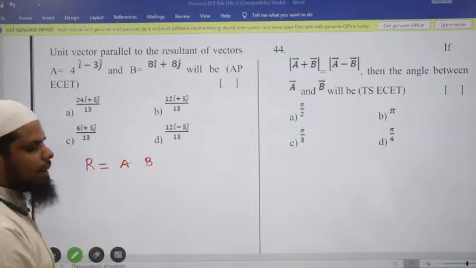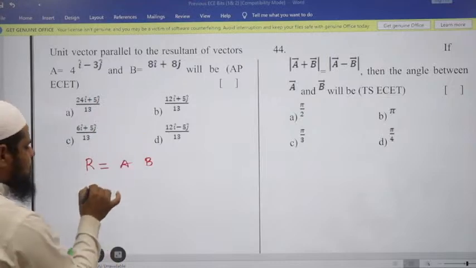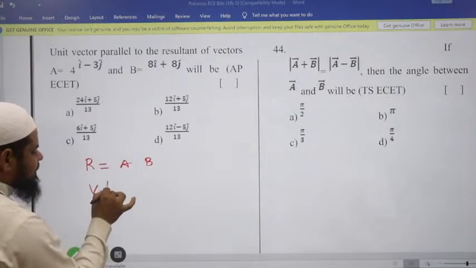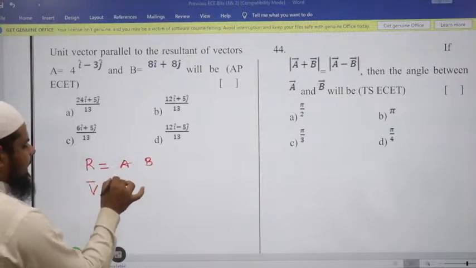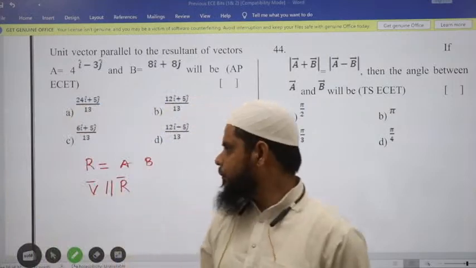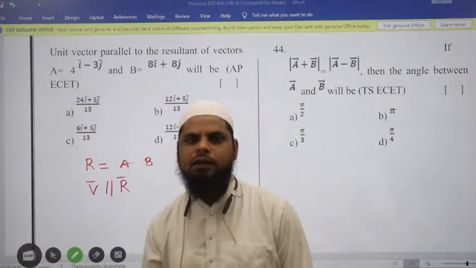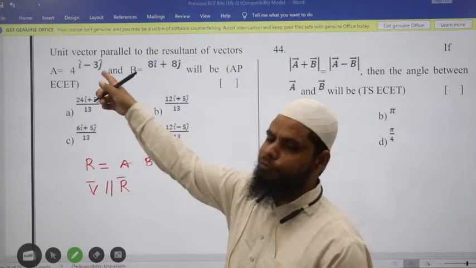That resultant comes from A and B. So what is his question? His question is, what is the vector which is parallel to R? Which vector is parallel to R? So first, what do we need to find? We need to find the resultant vector. Then we can go for the parallel vector. For that we need to find the unit vector.